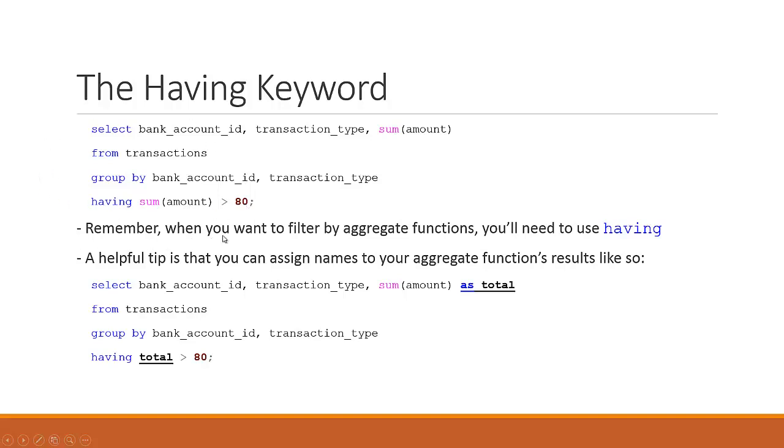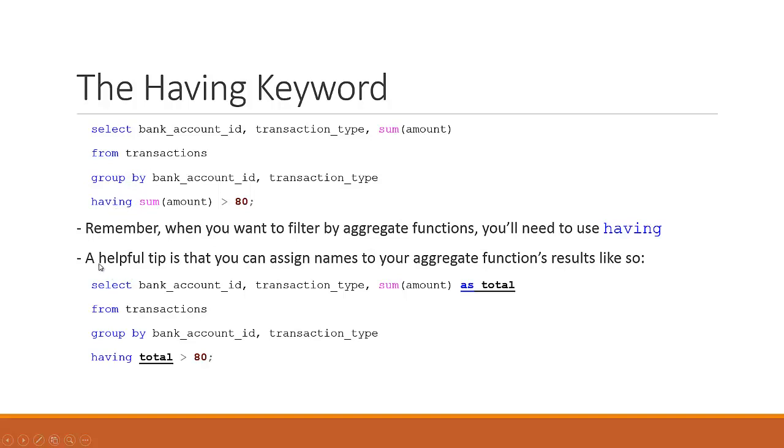So remember, when we want to filter by aggregate function, so if we want to filter by a sum, or filter by the min, or filter by the average, we'll need to use the having keyword. And the having keyword should appear after the group by. At least I believe that's true. You always need to group by first and then say having second.